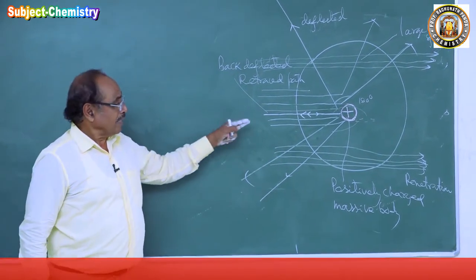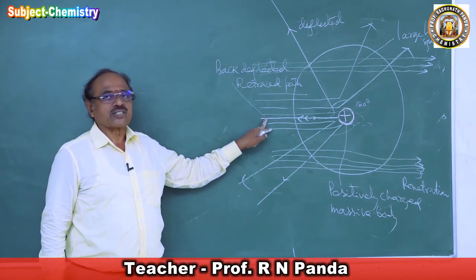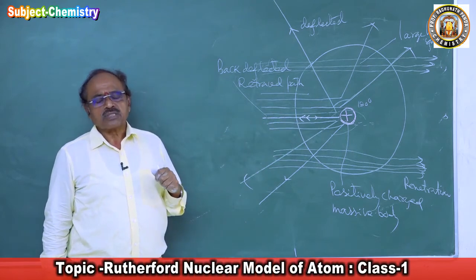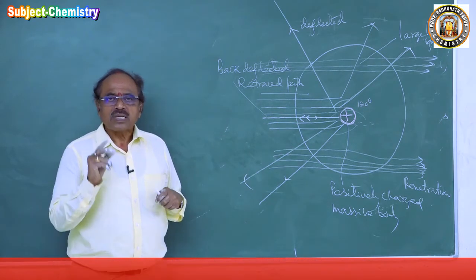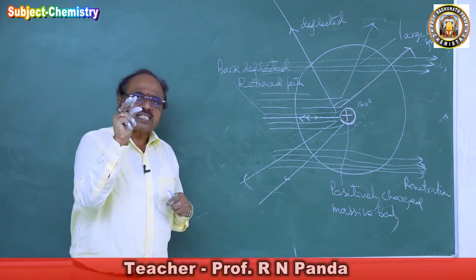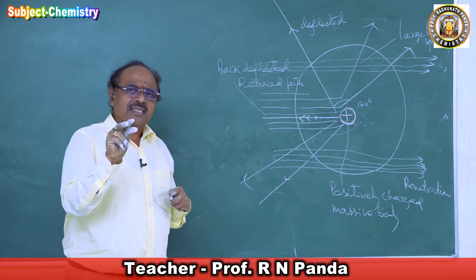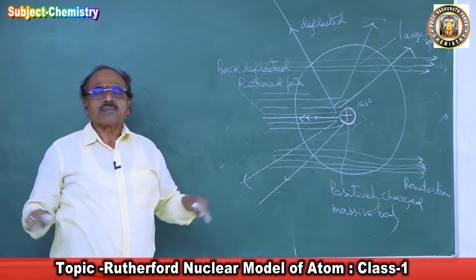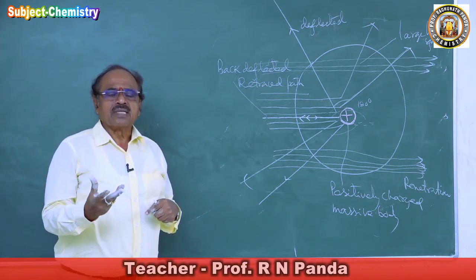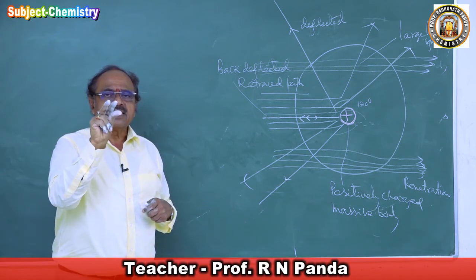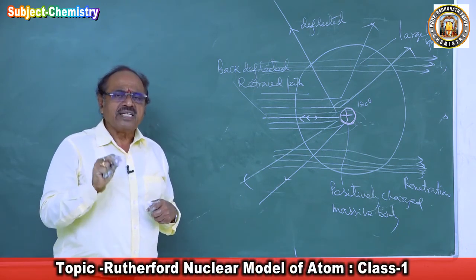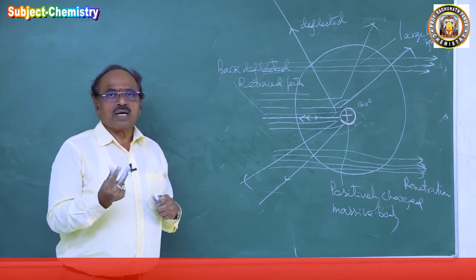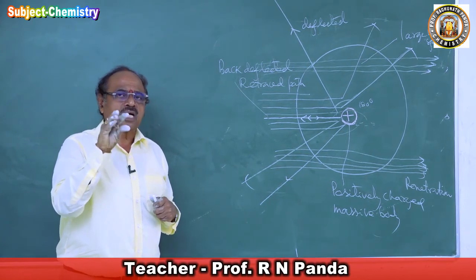And in 1 in 10,000 cases, the particles come back with deflection, retracing the path, when they come very close to this positively charged massive body. So now the question comes: this positively charged massive body present inside the atom must be very, very small in comparison to the total space of the atom. If you compare it with the size of the atom, it must be a very small space, where all the protons are concentrated.